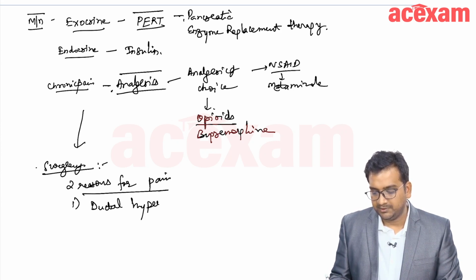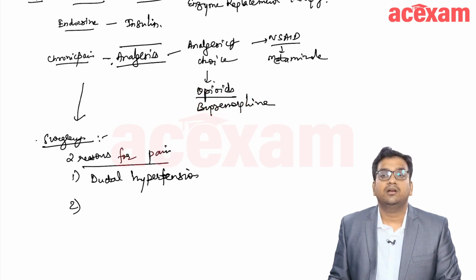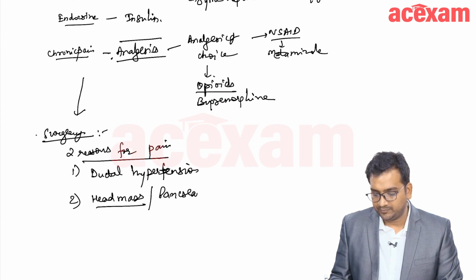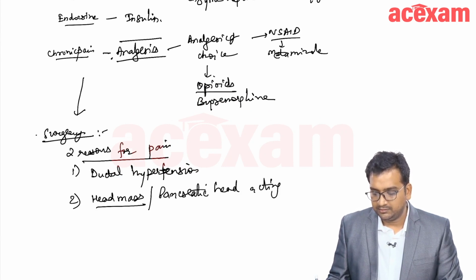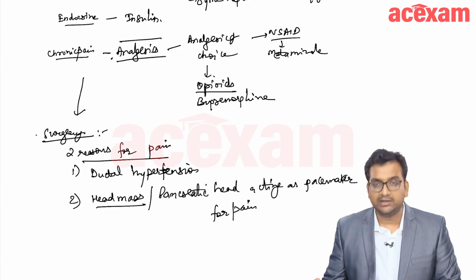Due to obstruction of the pancreatic duct or stricture present in the pancreatic duct, that is ductal hypertension. And the second is a head mass, or pancreatic head acting as pacemaker for pain. Okay, so these two are the main reasons.